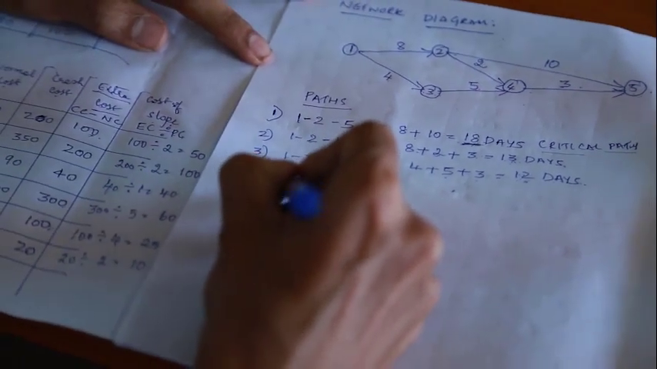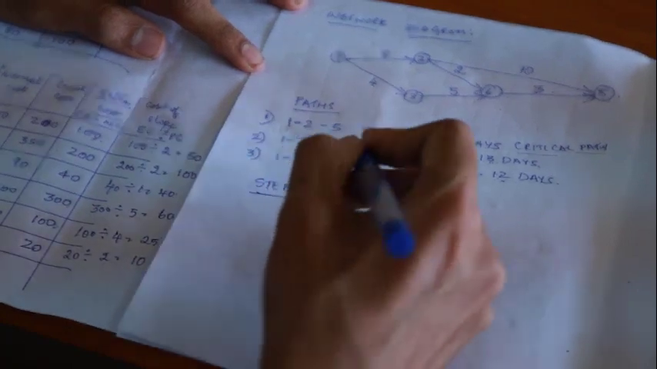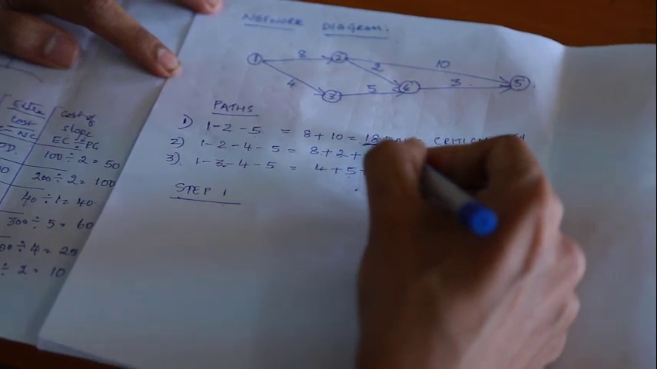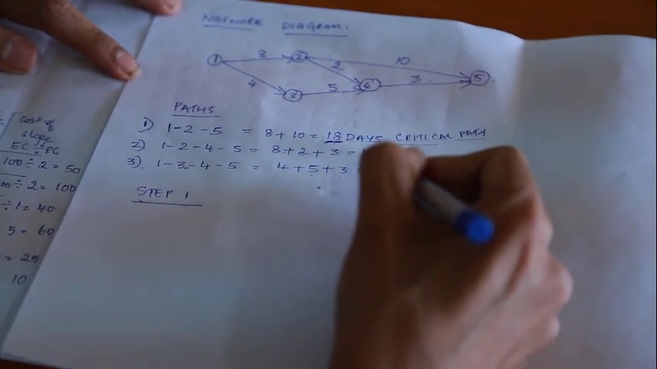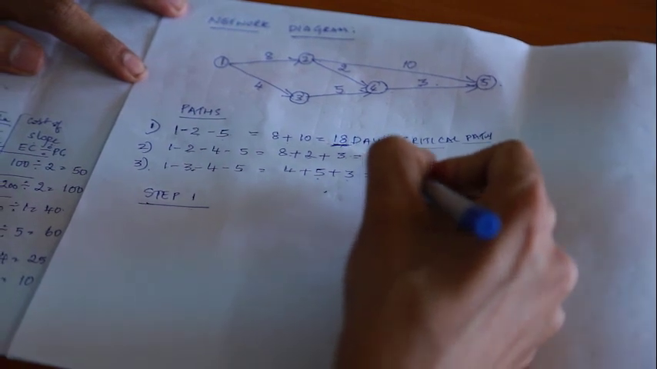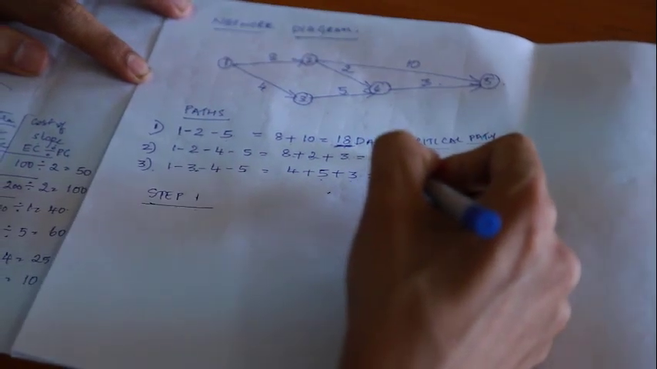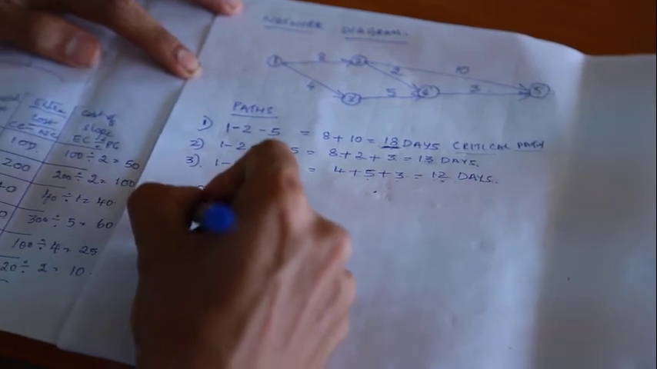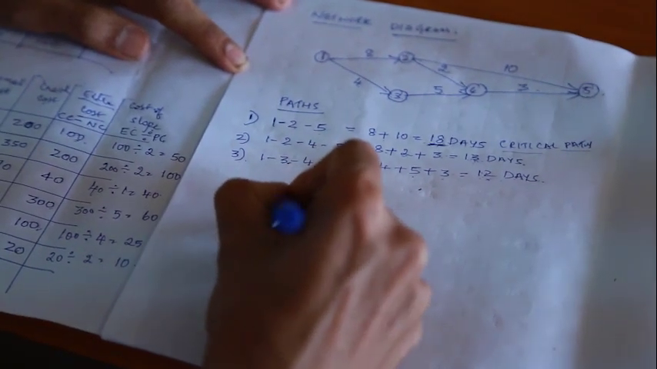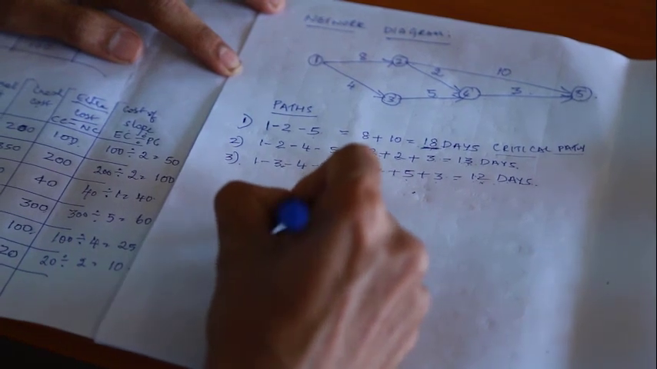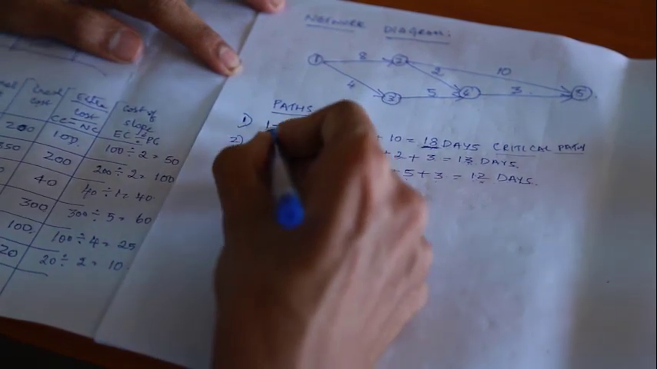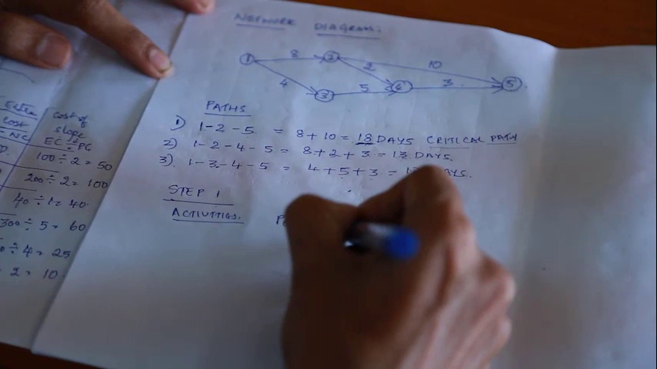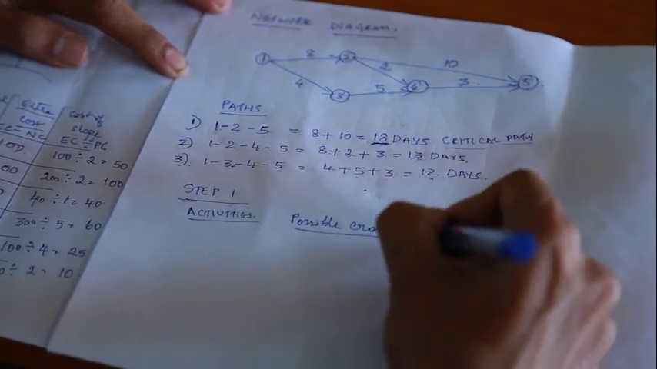Step number 1. In step number 1, in the first path we have 18 days. We'll have to identify the next maximum. The next maximum is 13. So therefore, we'll have to reduce 5 days to make it equal to the second path. List out the activities which are available only in the critical path. Next, possible crash, and then cost of slope.